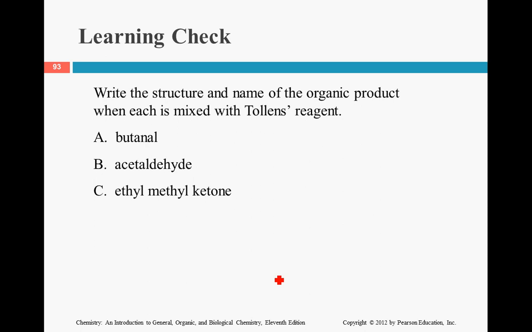So write the structure and name of the organic product when each is mixed with Tollens reagent, which means it is oxidized. That's what you're looking for. So but means 4 carbons. Butanal means that it's an aldehyde. That means the last one looks like this.